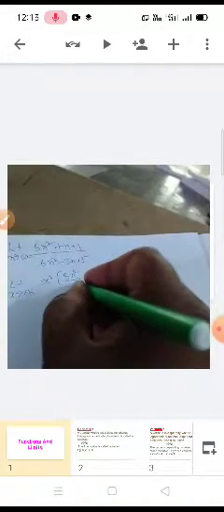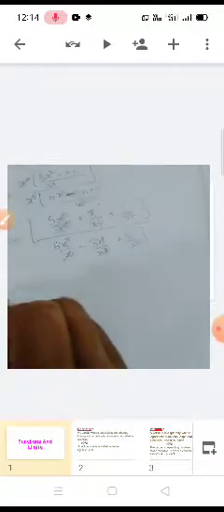In the numerator, x square times (5 x square by x square plus x by x square plus 1 by x square), so this x square gets cancelled. The denominator is the same: x square times (6x square by x square minus 3x by x square plus 5 by x square), and here x square gets cancelled.